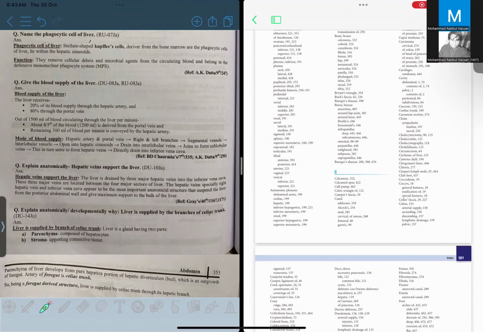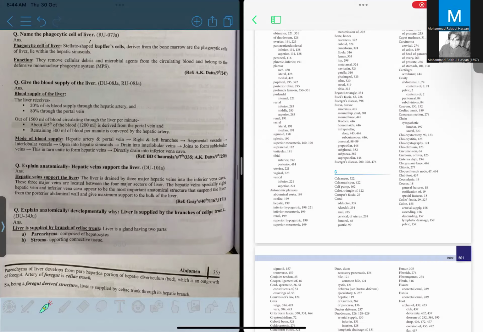What is the mode of blood supply? Hepatic artery and portal vein to the right and left branches, then segmental, then interlobular vessels, which open into hepatic sinusoids, then drain into interlobular veins, then sublobular vein, then hepatic vein, then inferior vena cava.